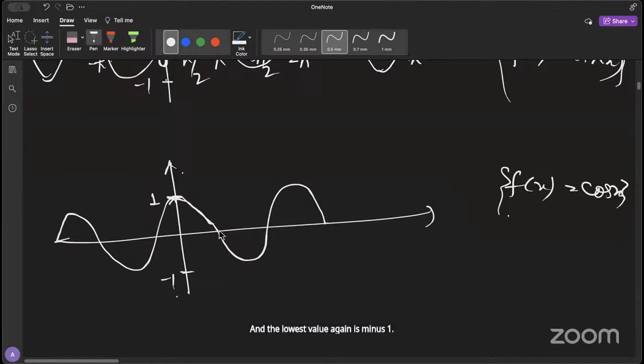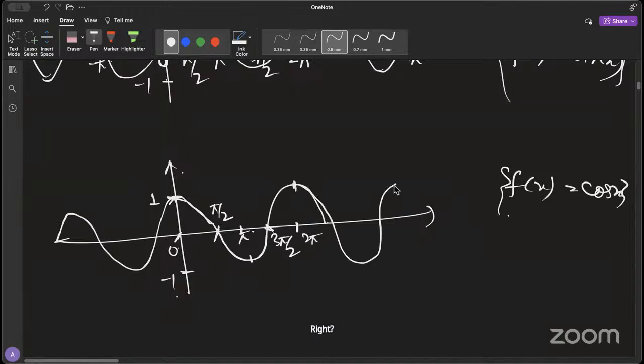This is at 0. This is attained at pi by 2. This is at pi. This is 0. This is 3 pi by 2. This is 2 pi. So one round gets completed from here to here. And then everything starts repeating, right? This is 2 pi and this will be 4 pi here.